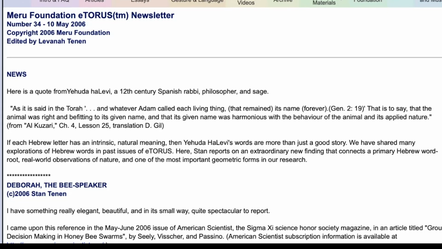We have shared many explorations of Hebrew words in past issues of eTaurus, which you can find on our website. Here, Stan reports on an extraordinary new finding that connects a primary Hebrew word root, real word observations of nature, and one of the most important geometric forms in our research.